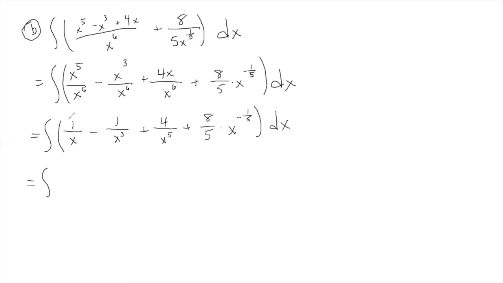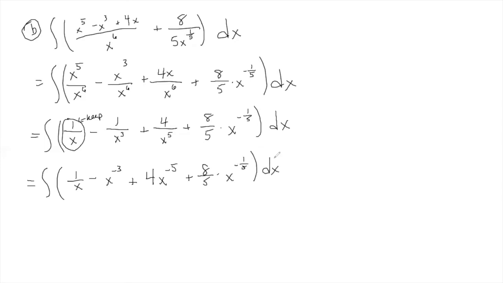The one that I will keep though is this guy because I do know what his integral is, so I'll keep him. But everything else I'll change. So let's say 1 over x minus x to the negative third plus 4x to the negative fifth plus 8/5 times x to the negative 1/5 dx. Okay.